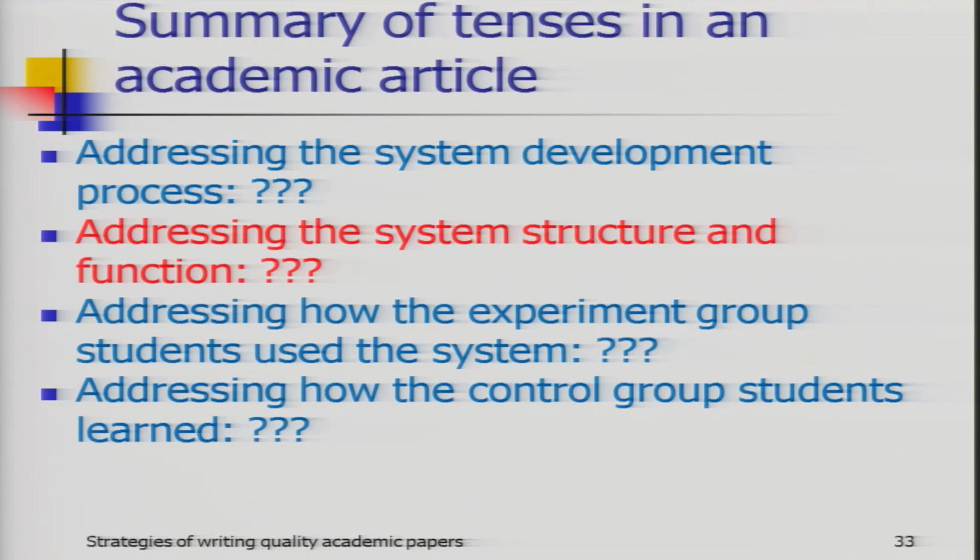If you want to address the system structure and function, for example, the system consists of 3 units, and each unit has some function, what is the tense you need to use? You should use present tense because it never changes, right? The structure and function never change. If you want to address how the experimental group used the system, or how the control group learned, what tense should we use? Past, yes, because that already happened, right?